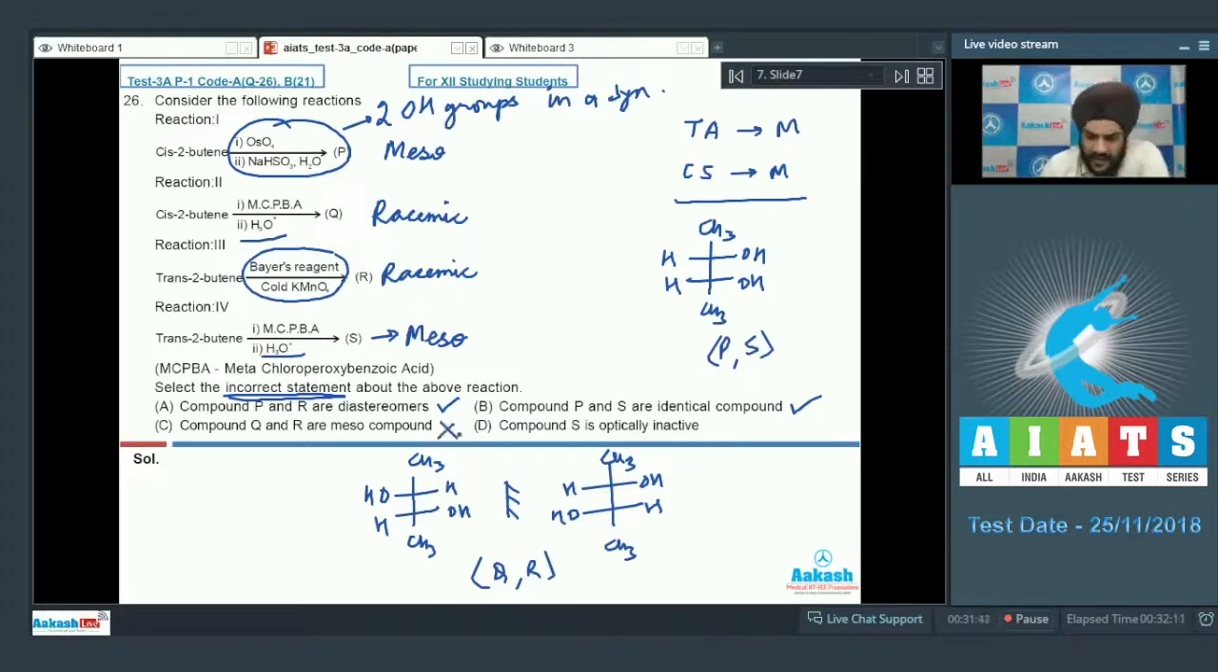If we look at option D, compound S is optically inactive. This statement is correct. Compound S is a meso compound, so it shall be optically inactive. So we have to mark the incorrect statement for this question. So the correct answer to our question is option C. Let us look at the next section.